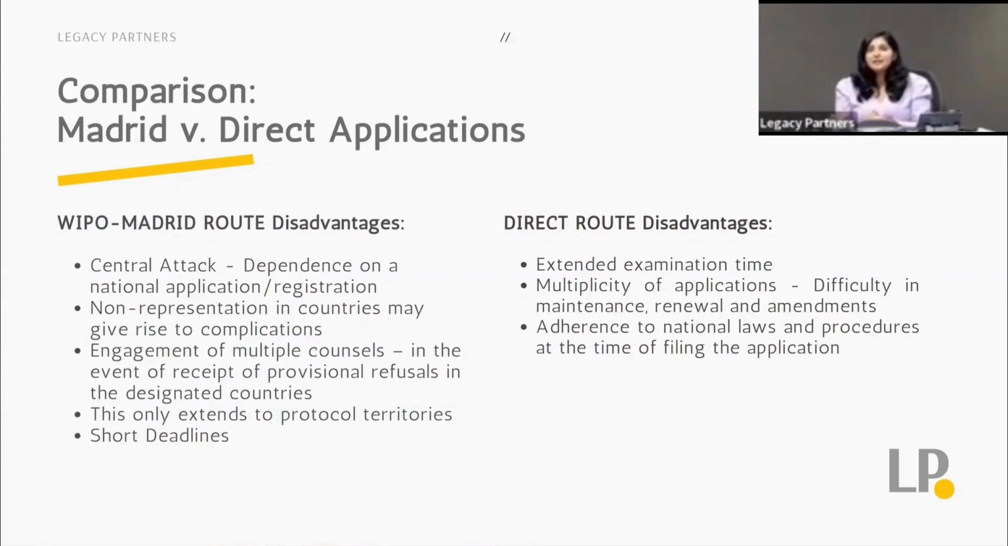And now direct route disadvantages. The first and the most obvious one is multiplicity of applications. If you want to file 5 different applications, maintaining the contacts of different attorneys, maintaining the applications, the renewal dates, recording of amendments, everything is very time consuming. It's very difficult. So the ease that might be there with the Madrid route in this respect might not extend to the direct route. And also you have to strictly adhere to the national laws, even at the time of filing. Like I mentioned before, for countries like the GCC, you have to have embassy attested documents, and that is a very time consuming procedure.